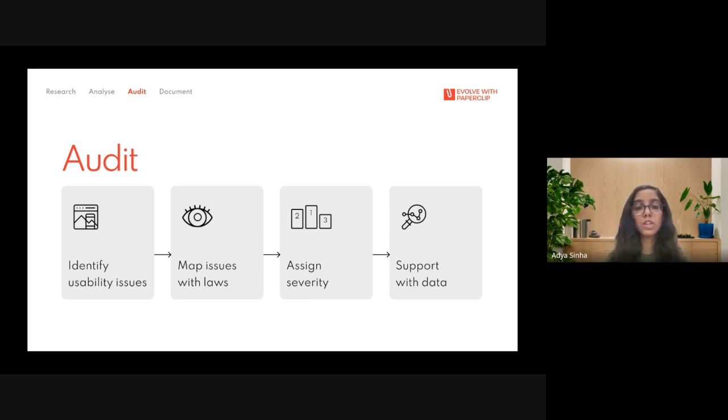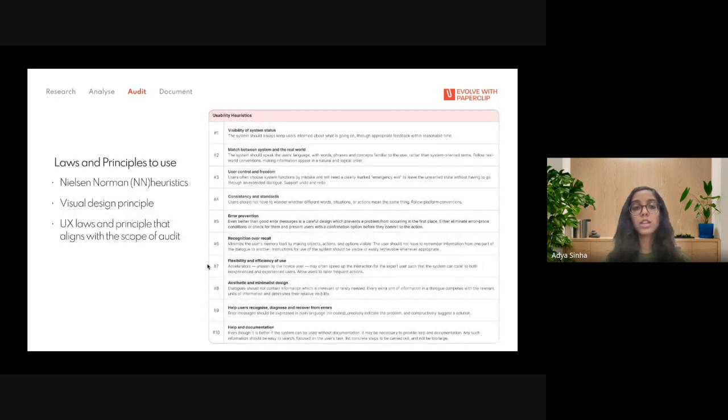When we talk about mapping issues with the laws, the laws and principles you could consider are Nielsen Norman's usability heuristics, which you could use as a base. There are 10 usability heuristics which you could use as your base laws and principles while conducting an audit. Let me also give you an example of some of them.